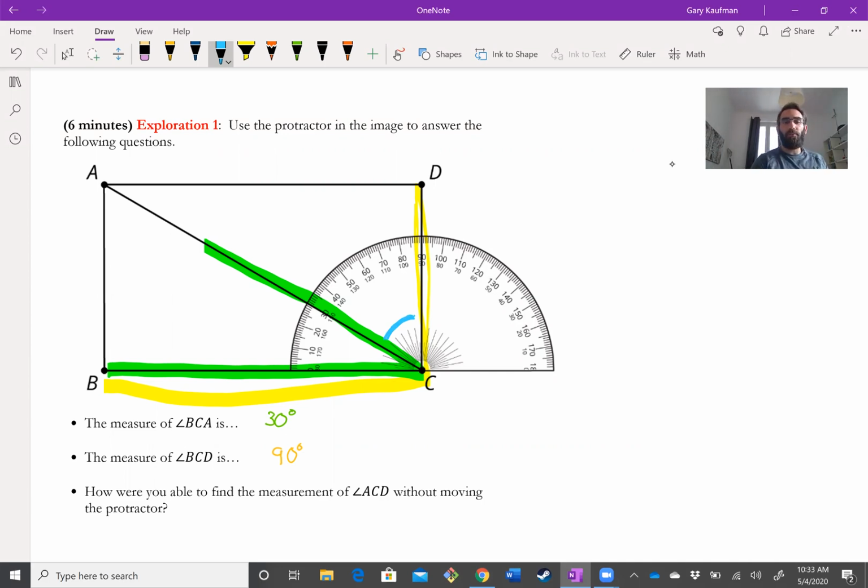Now, I hope you were able to figure out that it was 60 degrees, because what we realized was angle BCA, the green, plus the angle ACD, the blue, is equal to angle BCD, the yellow. So we were able to actually solve for it by subtracting the green from the yellow angle.